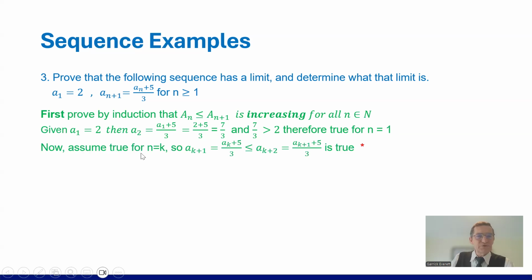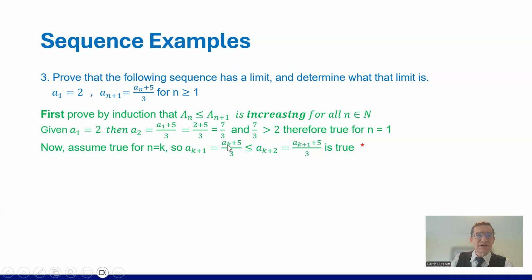Now we're going to assume it's true for n equals k. So A(k+1), we're looking at this formula here. A(k+1) equals (A_k + 5)/3, and we're going to say that is less than or equal to A(k+2). And we're really reflecting this so that the lower term is less than or equal to the bigger term. So A(k+1) is less than or equal to A(k+2).